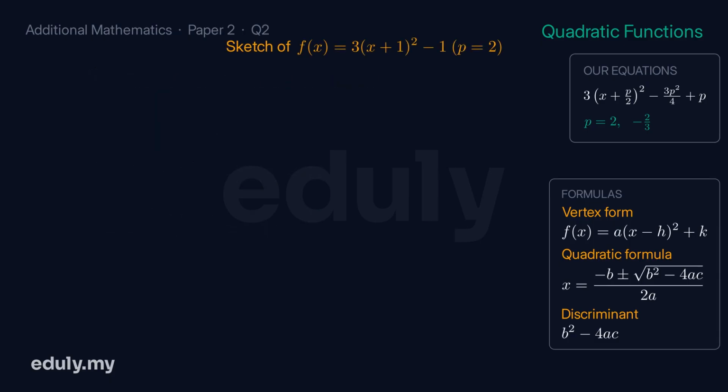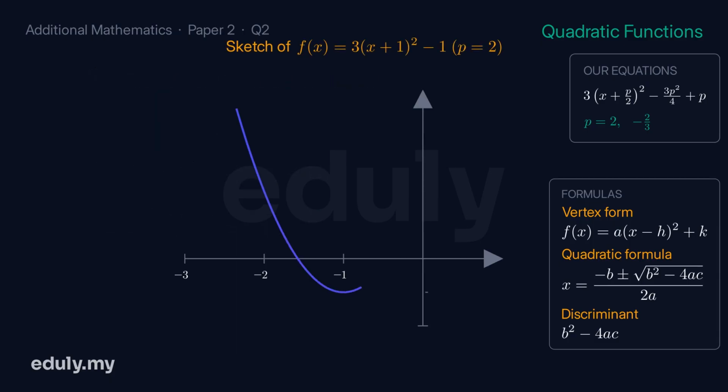Now we can draw the sketch. It is an upward-opening parabola. The lowest point is at -1, -1. The dashed line is the axis of symmetry. It meets the y-axis at 0, 2. And it crosses the x-axis at about -0.42 and -1.58.